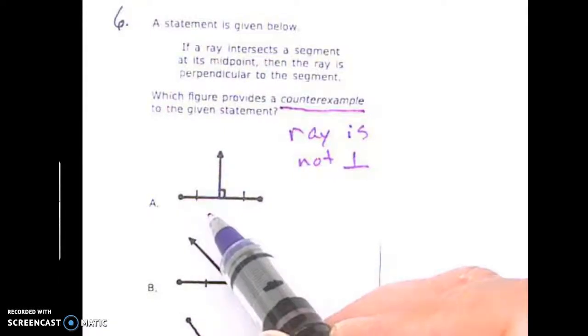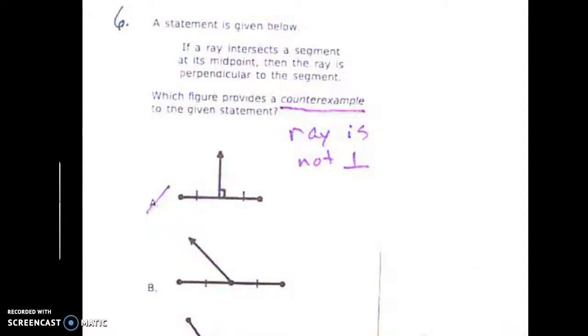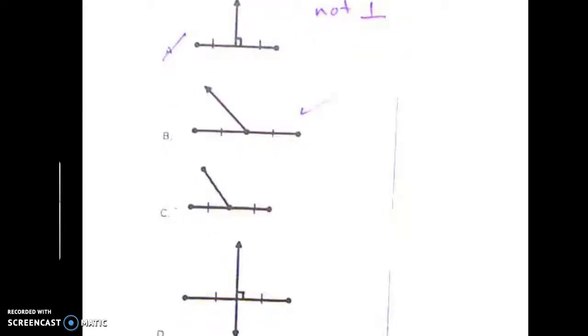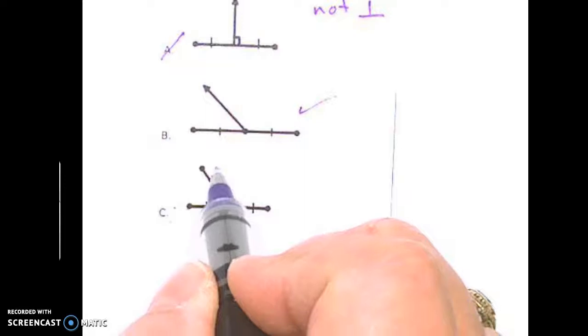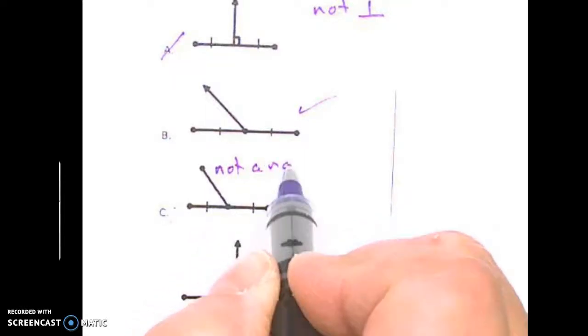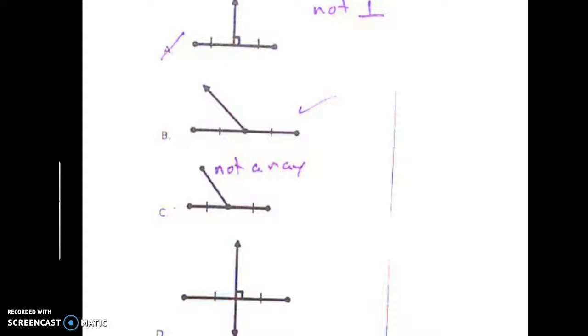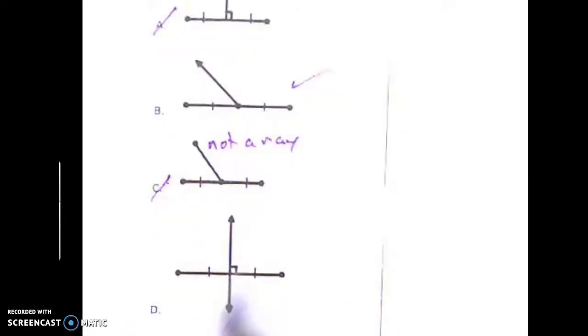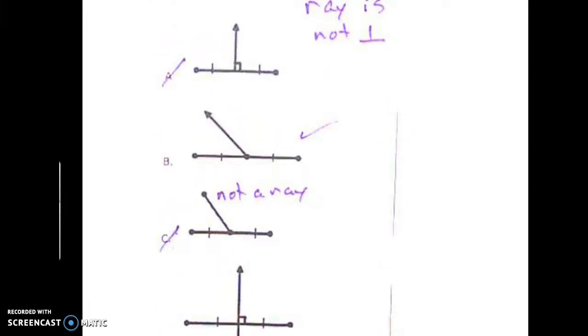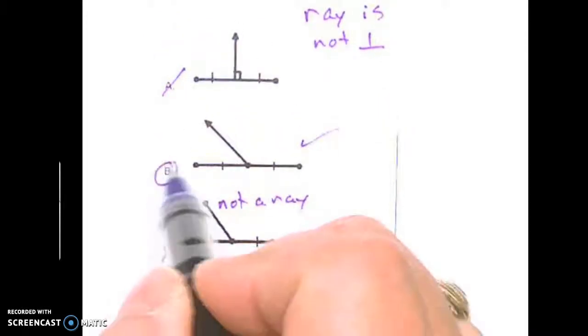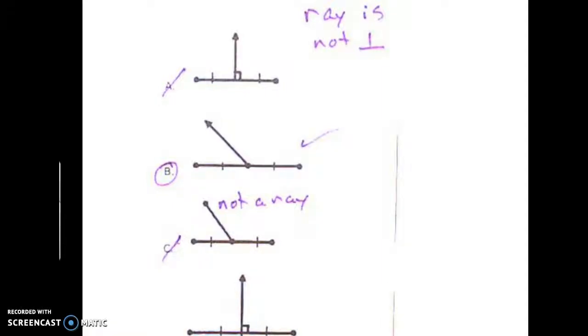Answer choice A is a ray that is perpendicular. I don't want that. Answer choice B looks good. If I check my other answers, notice that answer choice C is not a ray. This is a segment. So I can't use that as a counterexample even though it's not perpendicular. And answer choice D shows a line, or you could consider it 2 rays, but they are perpendicular. So the one that gives me a ray that is not perpendicular is going to be answer choice B. I have to have both of those conditions.